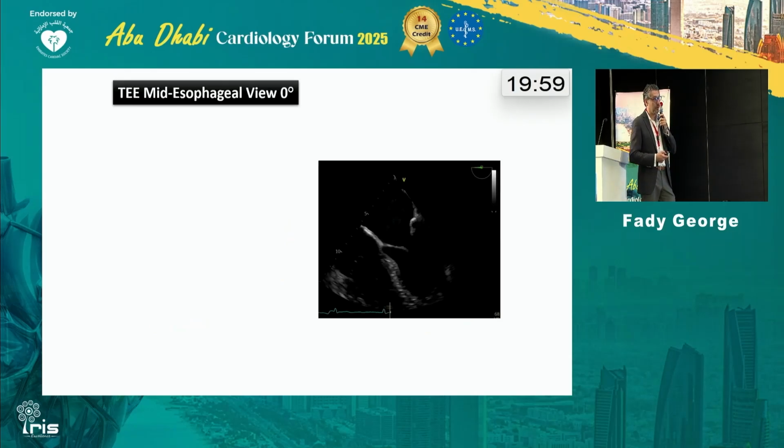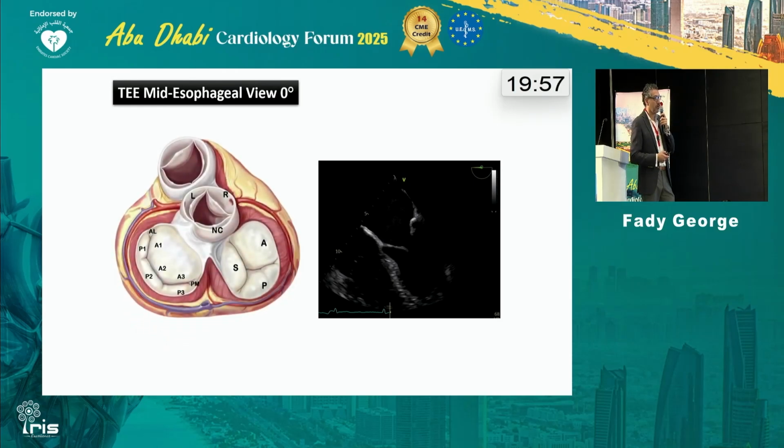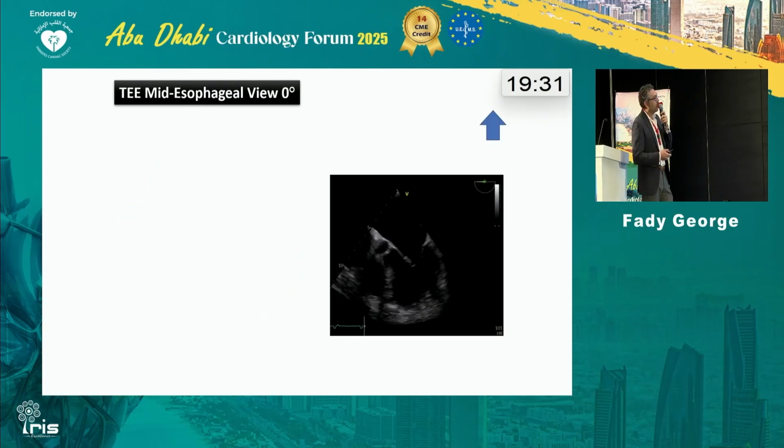So let's start with the TEE mid-esophageal view. You're still at 0 degrees. You just intubated the patient. If you cut with your probe at 0 angle, you will go through these scallops over here, A2 and P2. You can see it from here in the anatomy. So you cut through A2 and P2. If you have a pathology like a prolapse or flail or cleft valve, you will see it here in this view.